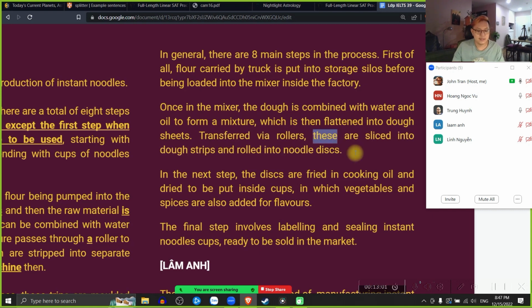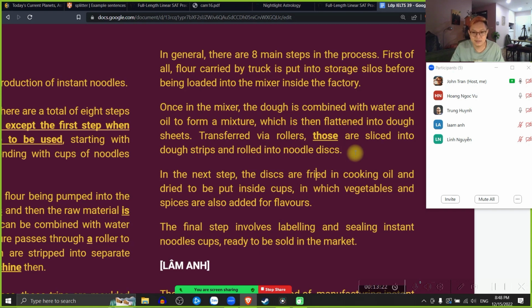Let's use the word these to refer to it. These are... Or let's just say those are. Those are sliced into strips and rolled into noodle discs.